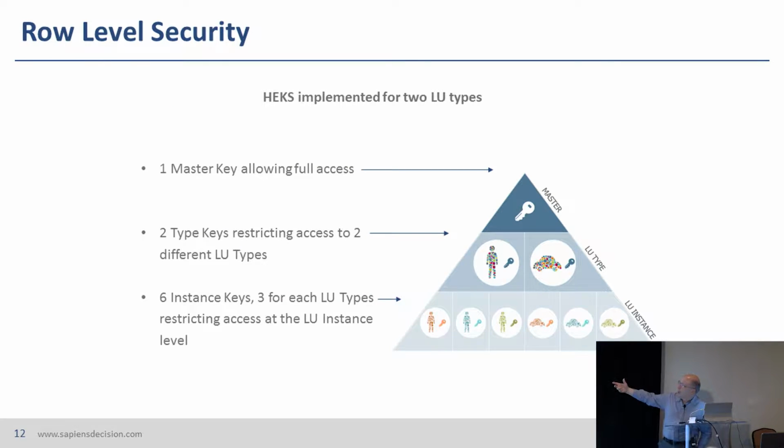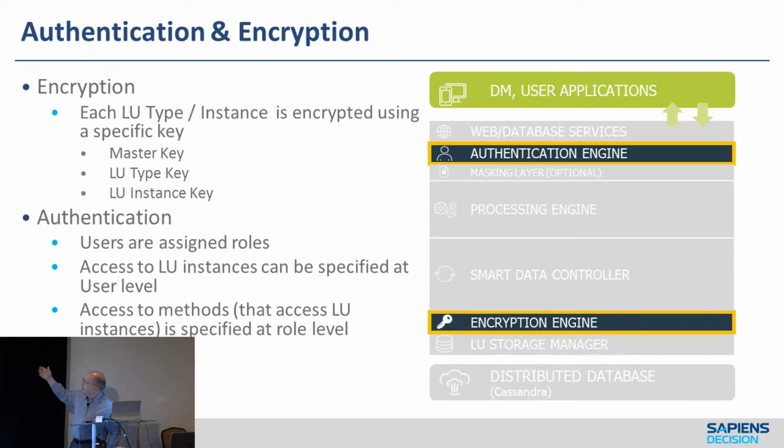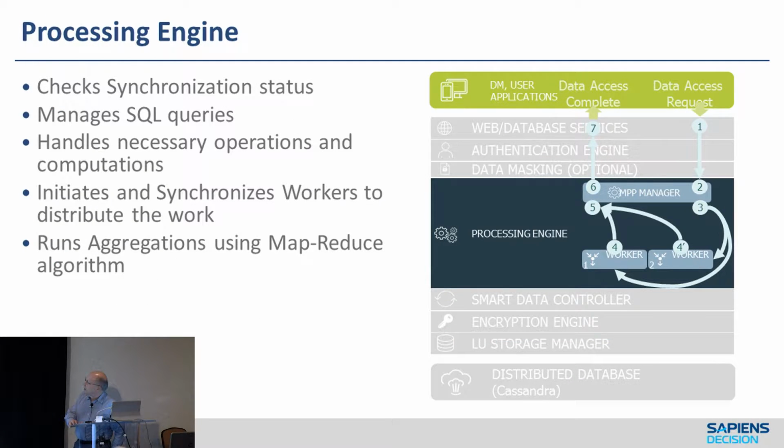We can also create row-level security. Actually, the security we provide is 3 levels. Each unit of data, each entity, is secured by 3 levels of security. It's extremely difficult to break. The architecture is very simple. We have web and database services that provide the interface into the engine. So we can expose those services. We have an authentication engine and encryption engine that provides that level of encryption that I talked about. The engine also provides a masking capability so that you can create test data sources for it.